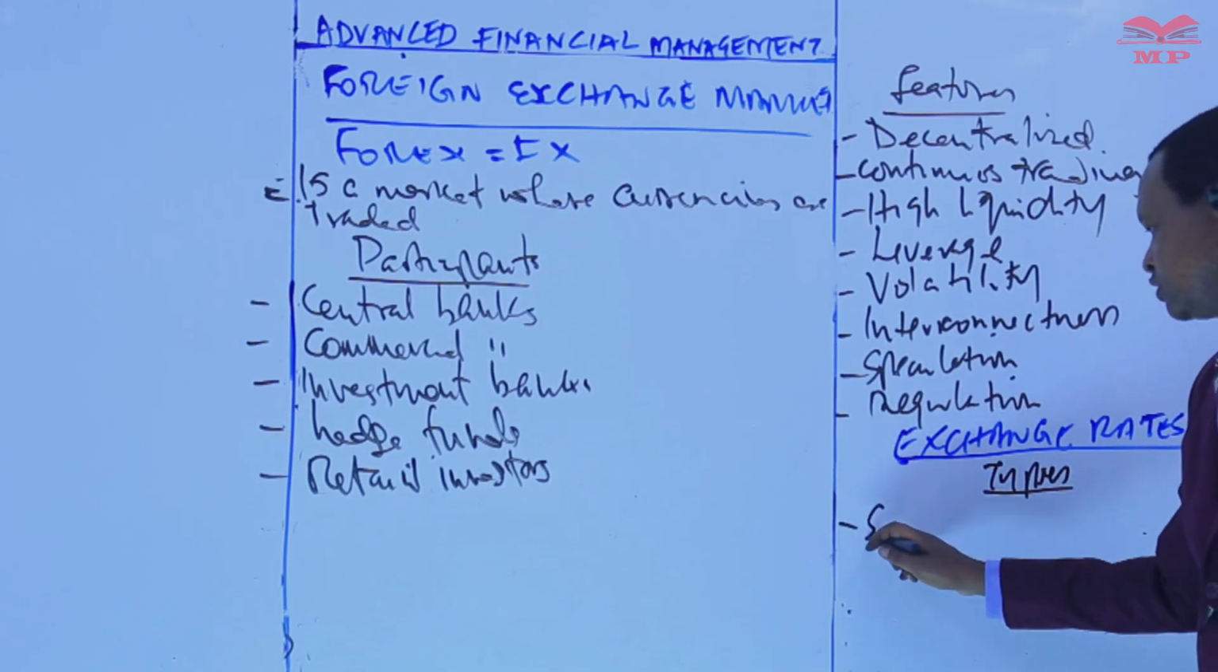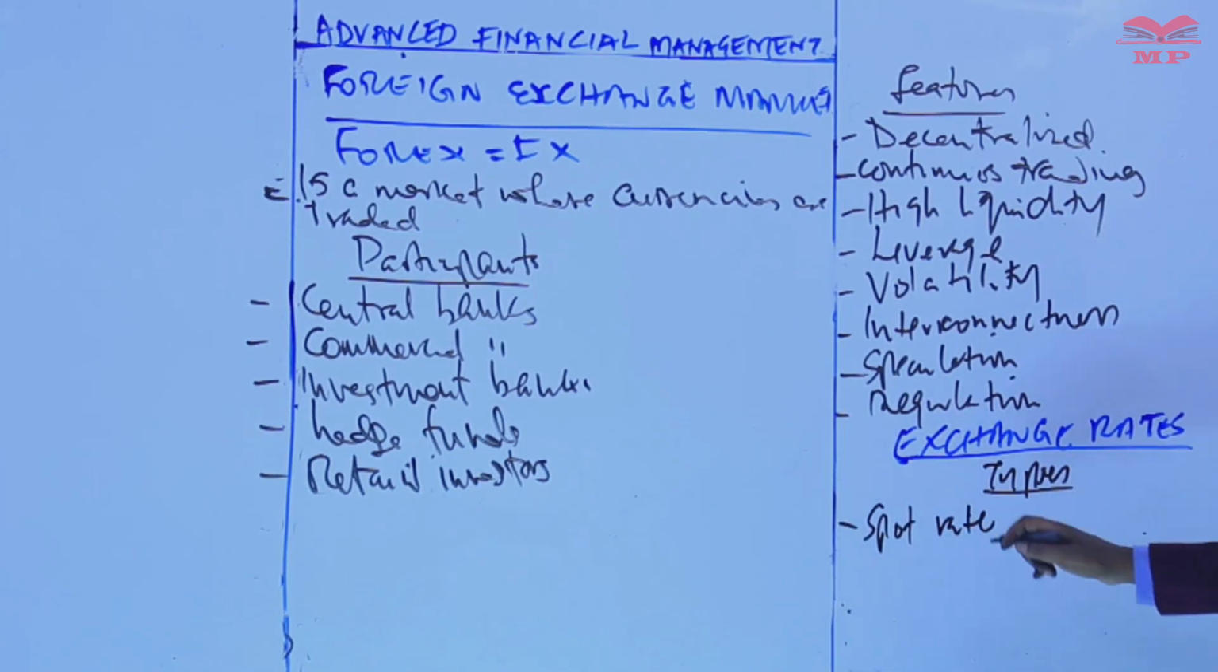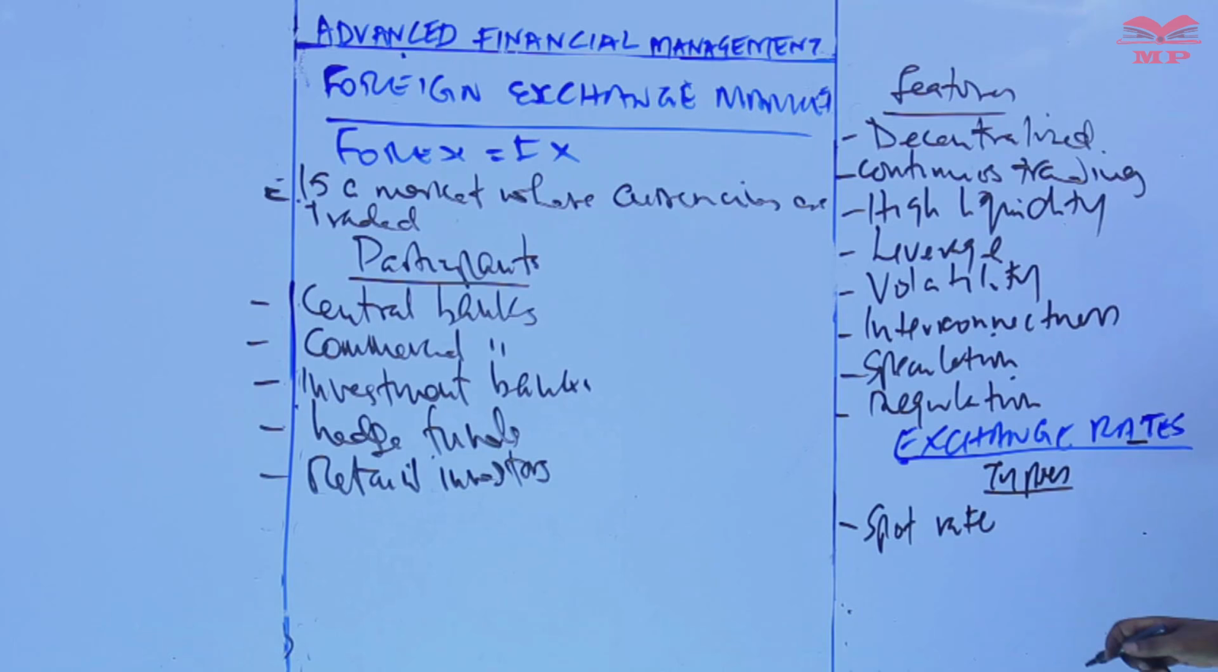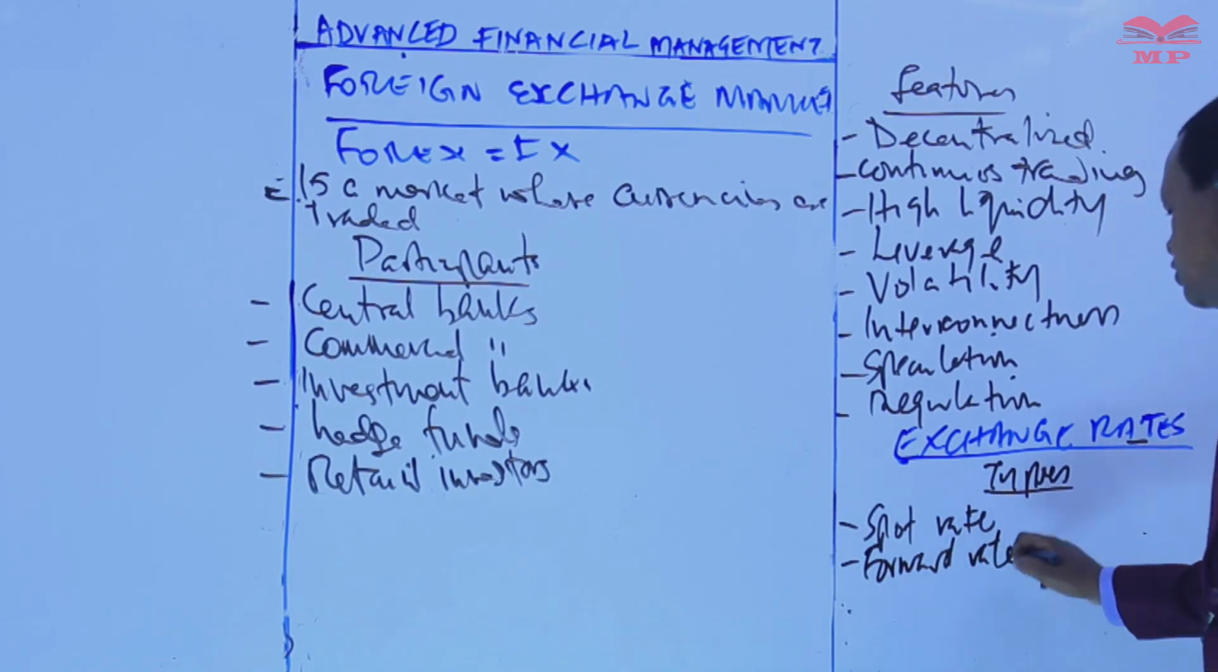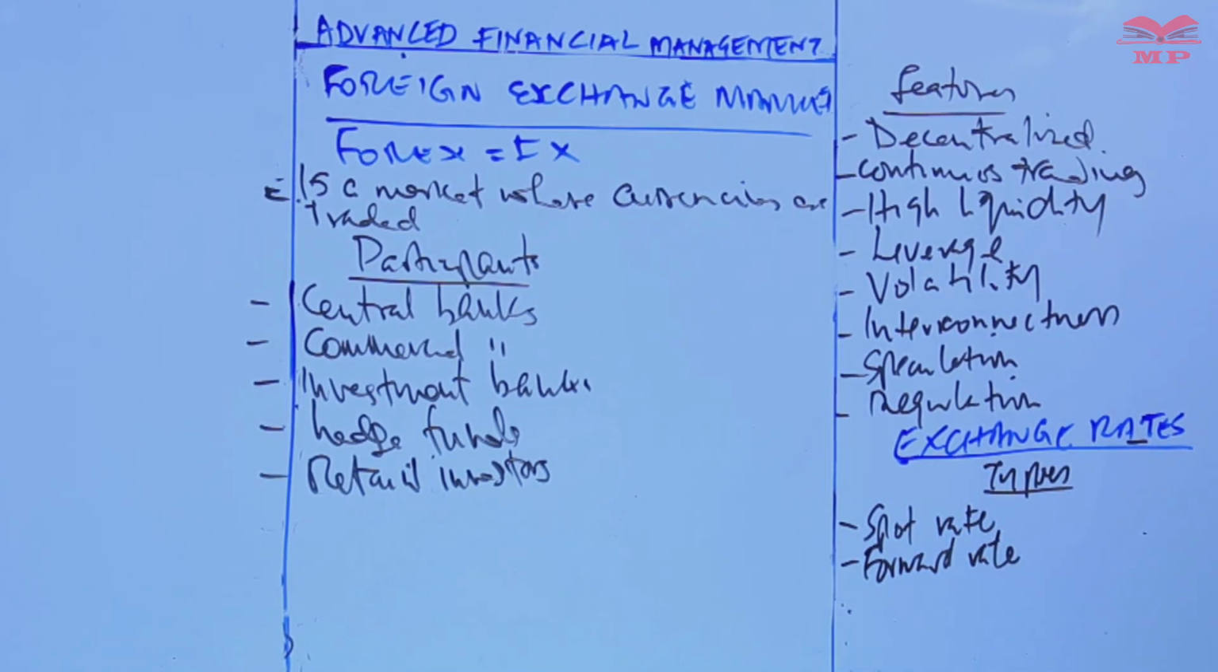You must have heard about the spot rate. We are discussing types of exchange rates: the spot rate. Spot rate is the rate at which currencies are exchanged for immediate delivery. Spot, on the spot. Forward rate, or forward exchange rate, is the rate agreed upon today for the exchange of currencies at a future date. This one is immediate; this is at a future date. The rate that is agreed upon today that will be paid at a future date.